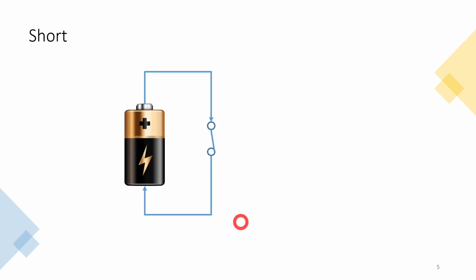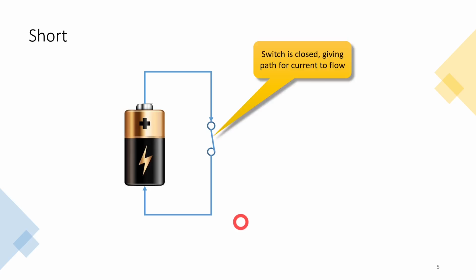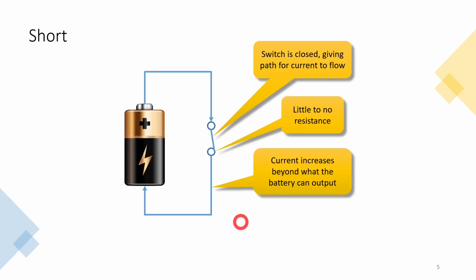Now here we have a closed path. Closed path means that we have current to flow, but we actually have no resistance. This is just a wire being connected with a closed switch from the positive to the negative, which is not good. So we have little to no resistance in this circuit, and the current will increase beyond the output that the battery can handle. So the battery would either get really hot and burn up, or maybe the wire, if it's small enough, would burn up.